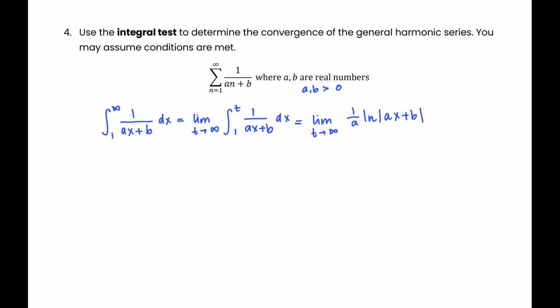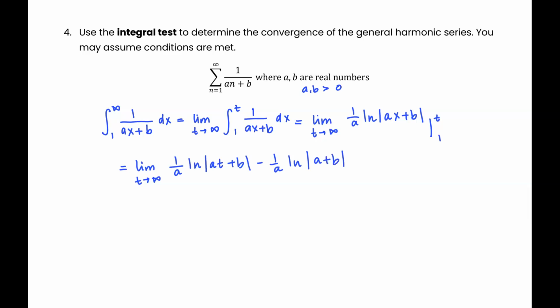If we take the derivative, that ax plus b is going to be in a denominator, and we'd have to multiply by the derivative of that inside function there on our logarithm, which is just going to have an a. I need to evaluate this at t and 1. So one final step, and I'm fine with you skipping one of these two if you feel comfortable with it, but we end up with 1 over a ln of at plus b minus 1 over a ln of a plus b.